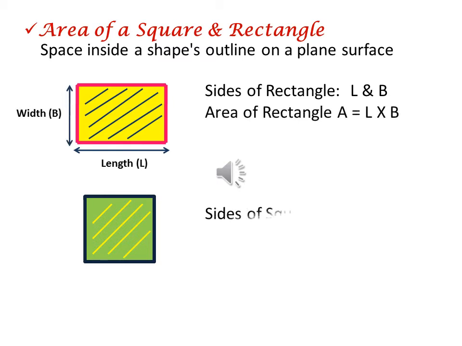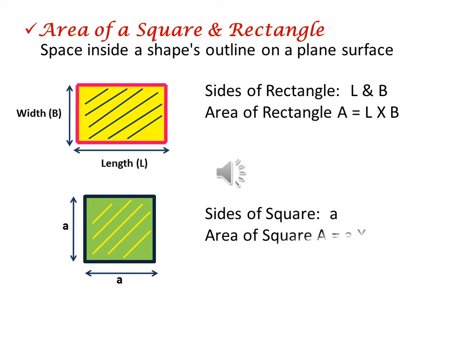And for a square, it has 4 equal sides. So every side is equal to, let's say, A. So its area becomes A into A. That is equal to A square.